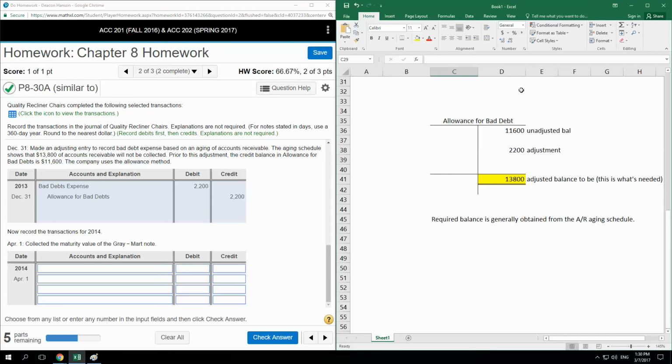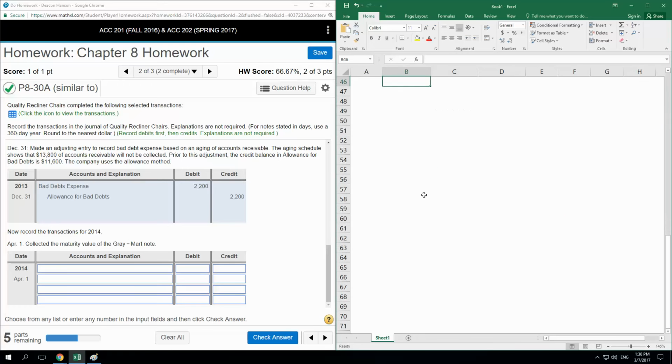Everybody okay on the allowance that we did down here? Yeah, we're always adjusting into that balance. Okay, let's see what else we got. Okay, now on April 1st, we're collecting the maturity value of the gray note. Right? So remember, it was issued on July 1st. July, August, September, October, November, December. On December, we accrued interest for 6 months. Right? December, January, February, March. Because April 1st is, the month of April hasn't gone by yet. So we can only count through March. That's 9 months. Okay? We accrued 6 months worth of interest.